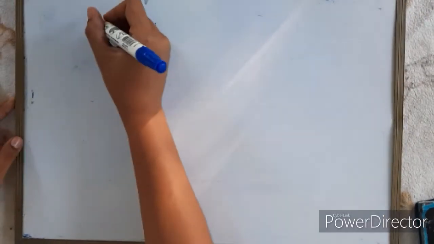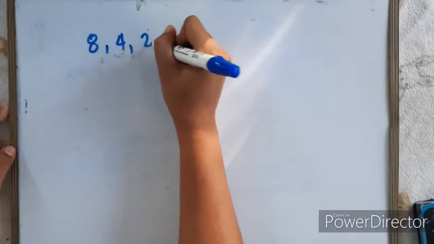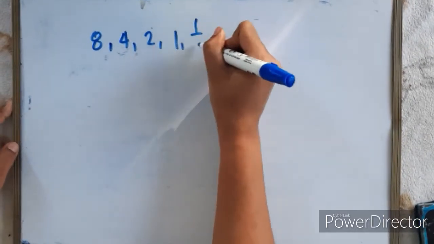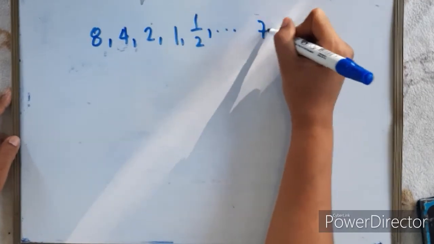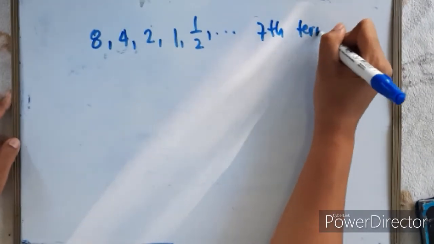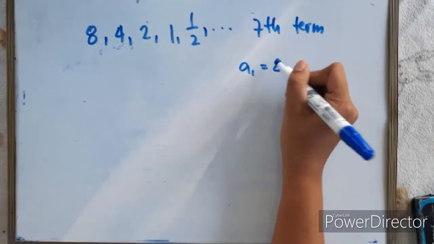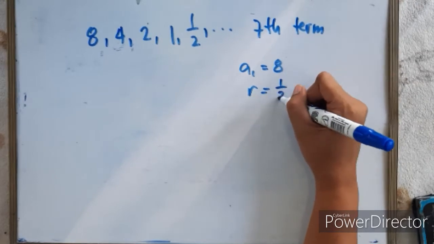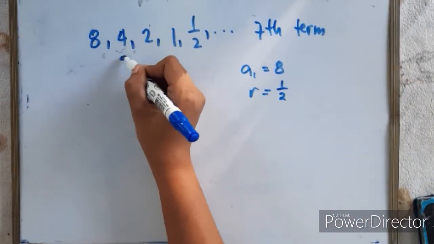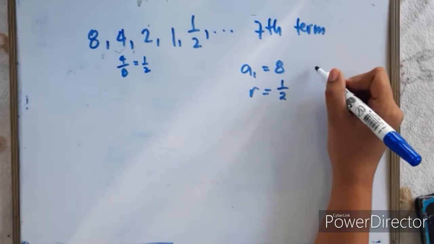We have another example. 8, 4, 1, 1 half, and you are going to give the seventh term of the sequence. Okay, first you write the given. A sub 1 is 8, r is equal to 1 half. It's because we are going to divide 4 by 8, and this is 1 half. Our n is equal to 7.